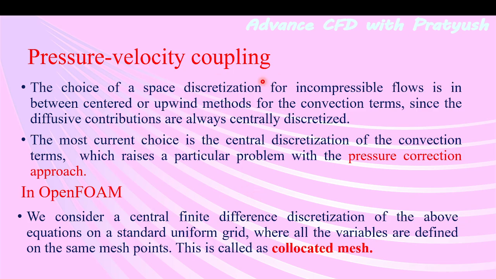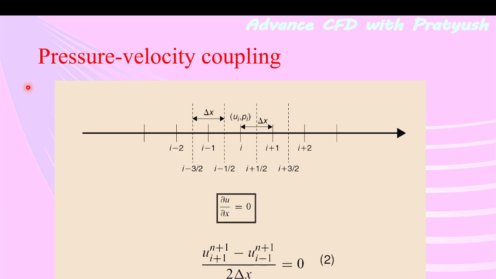This type of arrangement, where we declare every variable at the cell center, we call a collocated mesh. So we can say that in OpenFOAM generally we follow the collocated kind of meshing. Let's take a 1D problem, where i is the cell center, where we are declaring u as a volume vector field and p as a volume scalar field. Now, if you want to discretize the continuity equation, we are following the cell-centered discretization method.